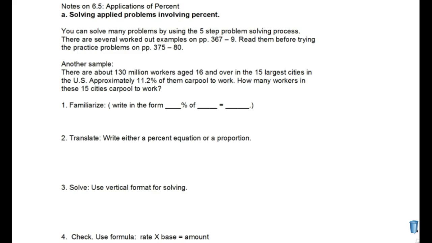This is some applications of percent problems. There's two objectives here. We're going to solve some applied problems using the 5-step problem solving process, and then we're going to look at percent of increase and decrease. So you can solve many of the problems that we've got here using that 5-step problem solving process.